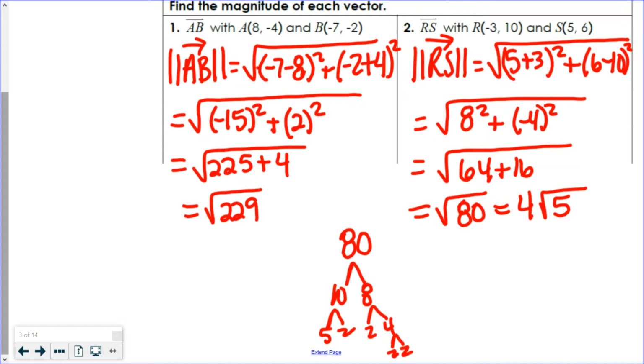In order for them to come out of jail, is what I like to call it, in order for them to come out from underneath that radical sign, we're going to find groups of 2 because it is a square root. I have two groups of 2, so on the outside I've got 2 times 2, which is 4. On the inside, this guy is a lone little fellow. He does not have a partner in crime, so he can't break free from jail. And so my answer is 4 square root 5.